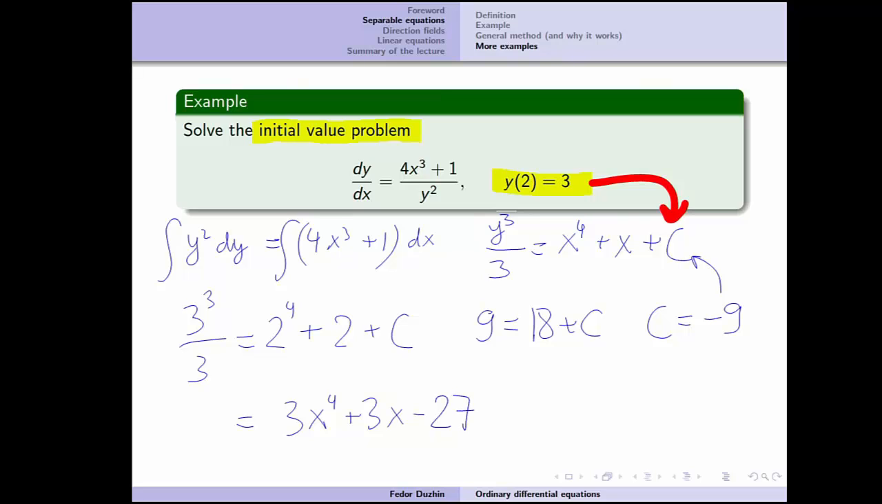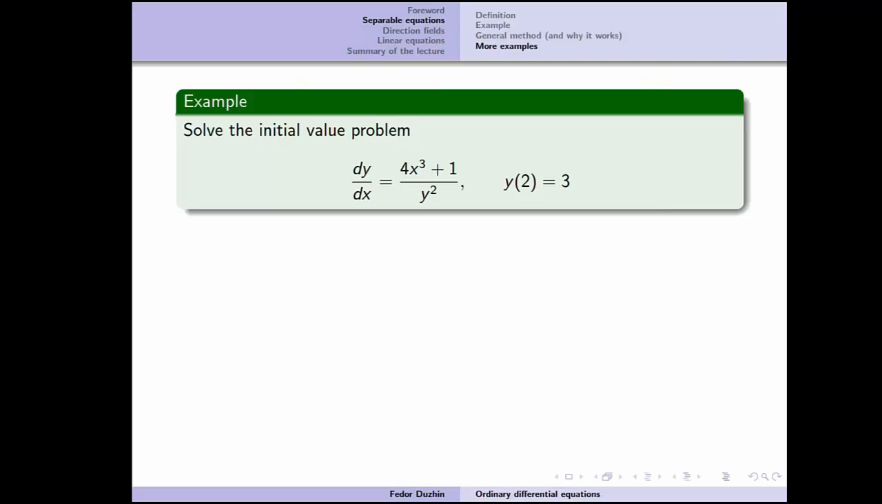That's y cubed. But now y itself is, of course, going to be the cube root of its own cube, so I should write it to the power 1/3. However, it is not over yet. So let me continue. Let me write that the solution that we got is that y equals 3x to the 4 plus 3x minus 27, everything to the power 1/3.